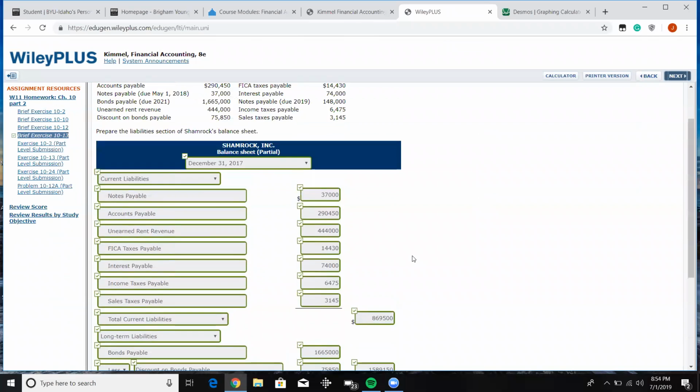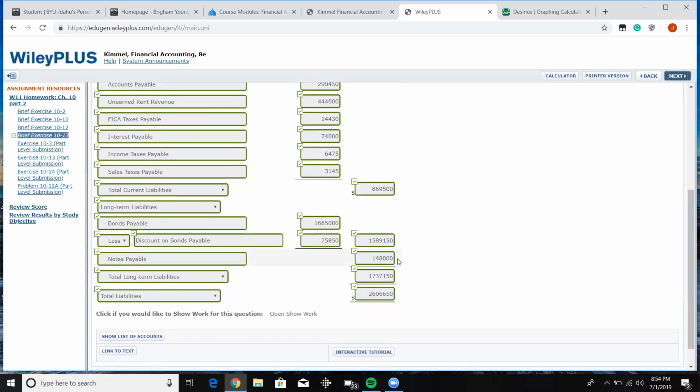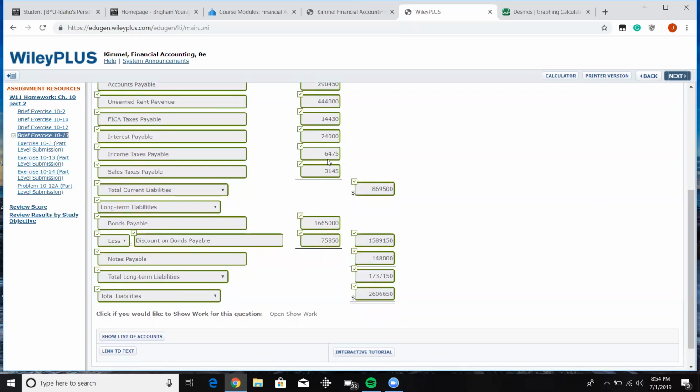All right, then if you remember, we skipped our notes payable that are due in 2019 for $148,000. Those are going to be dropped down here into our long-term liabilities. And from there, we take our net bonds payable and add them to our notes payable long-term. And that's going to bring us to this one right here. And that's going to equal $1,737,150, and that's going to be our total long-term liabilities.